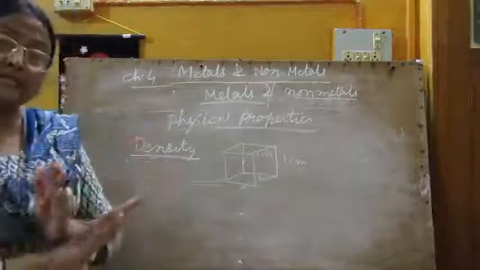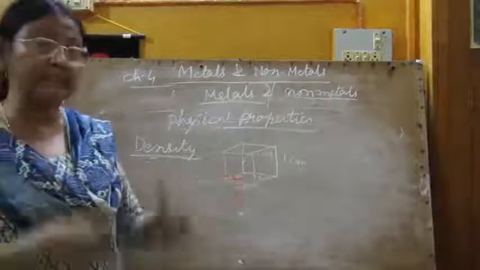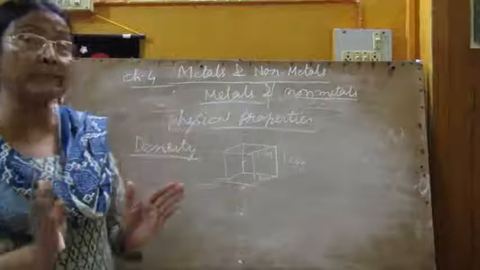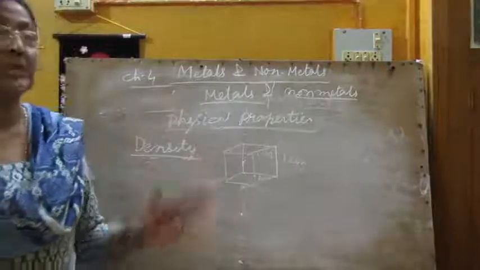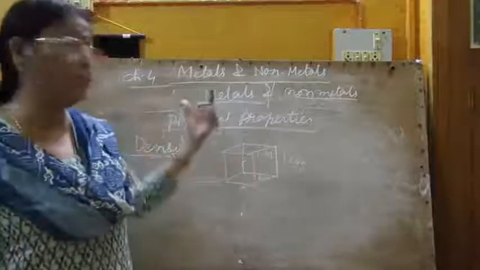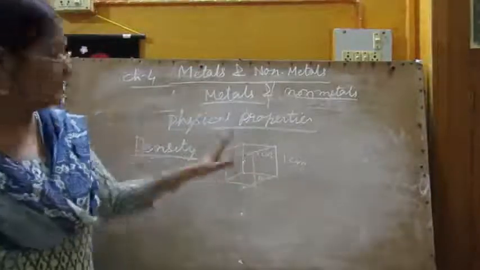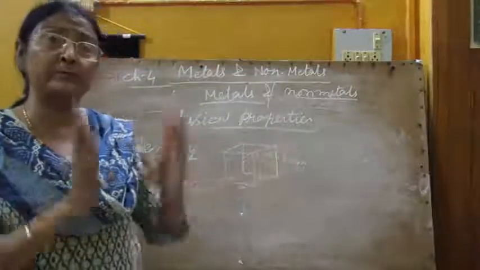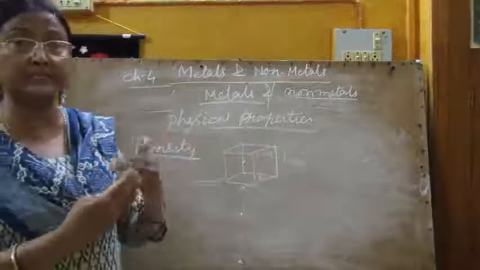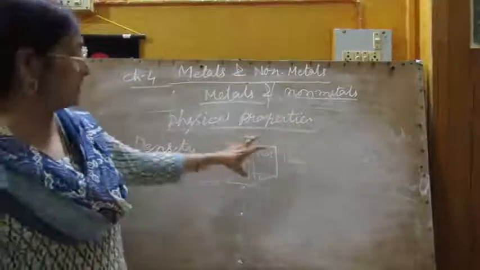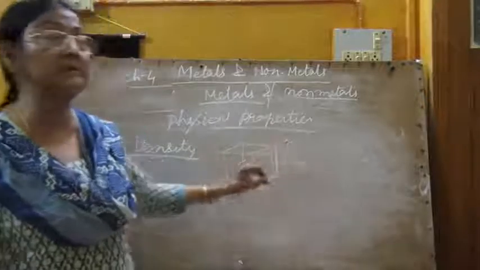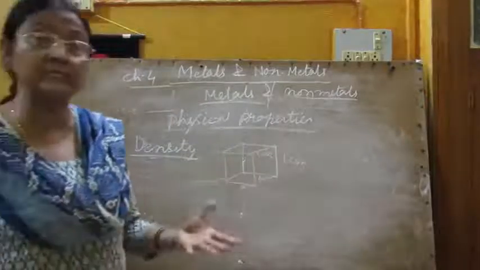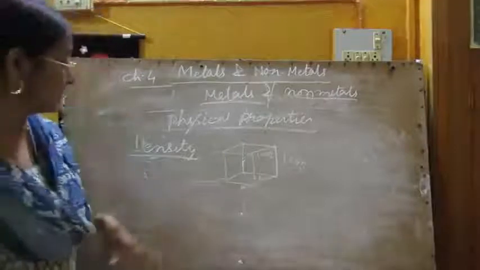Always, whenever I am explaining the properties, I am explaining in general. I am not talking about the exceptions. So students, whenever you go through the chapter, please make the exceptions clear. Though in general metals have high density and non-metals have low density, there are some exceptions.